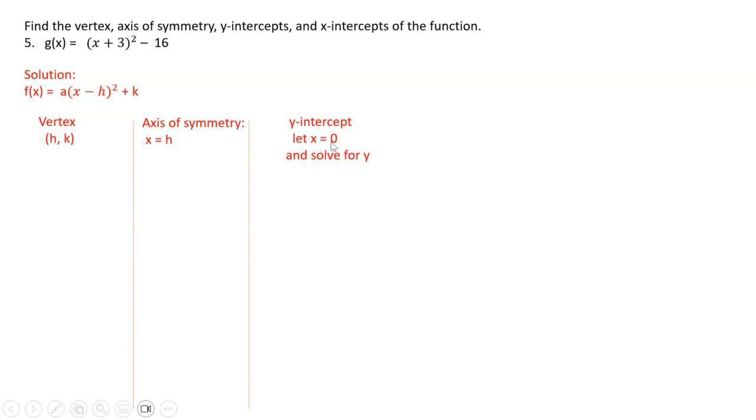For the y-intercept, you're going to let x equal 0 and solve for y. And to find the x-intercept, you let y equal 0 and solve for x. In this case, we have g of x equals (x + 3) squared minus 16. If you notice, my h and my k: if it's positive here, guys, my h is going to be negative 3, and my k will be negative 16.